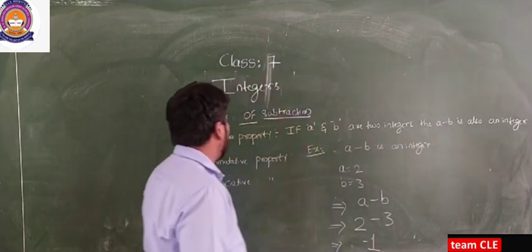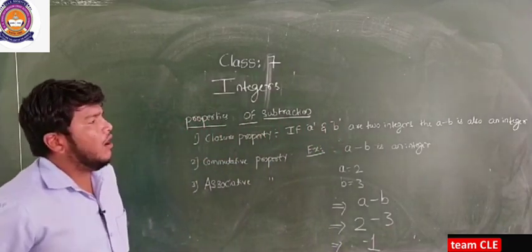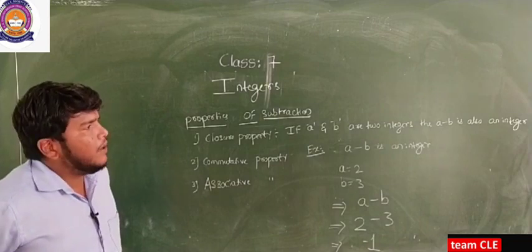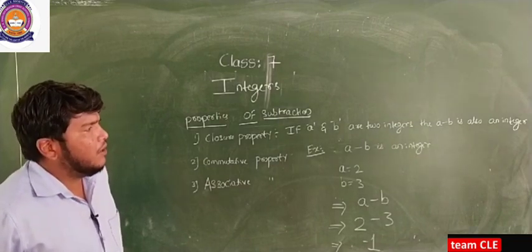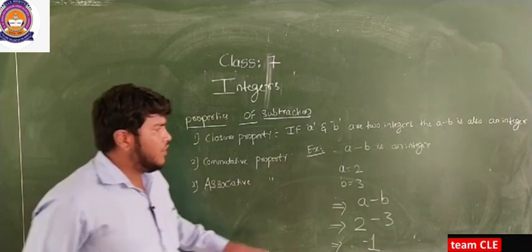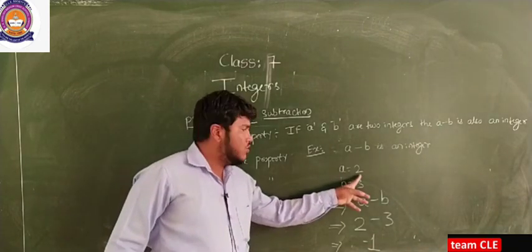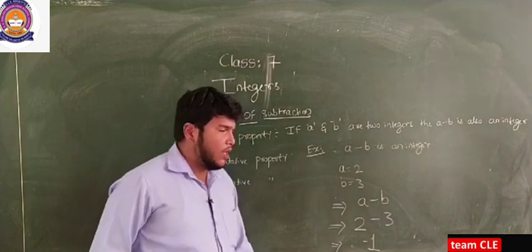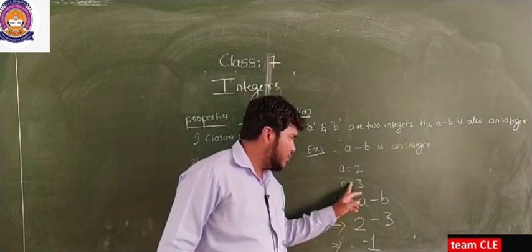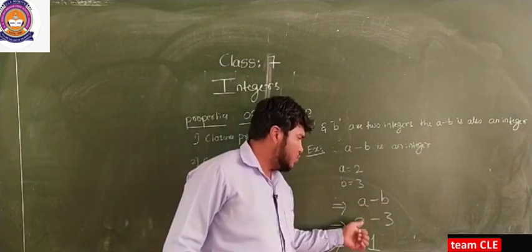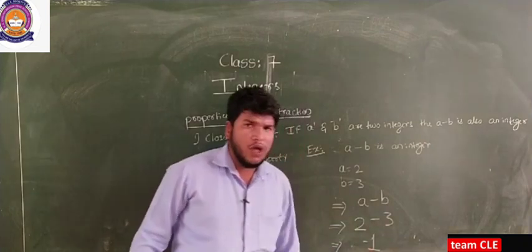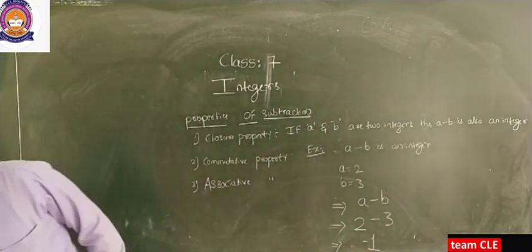So this is your closure property. If a and b are two integers, then a minus b is also an integer. We verified it by taking the example a is equal to 2 and b is equal to 3, that is 2 minus 3 which is equal to minus 1.